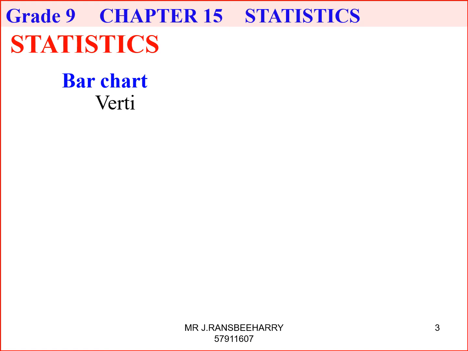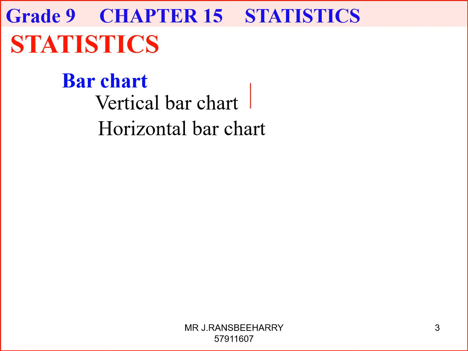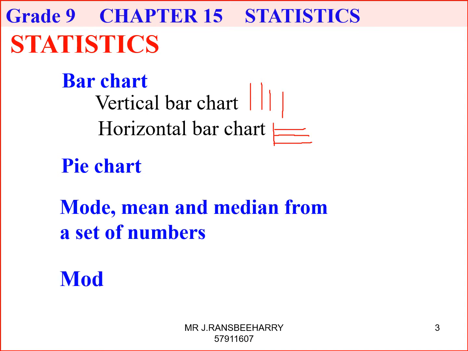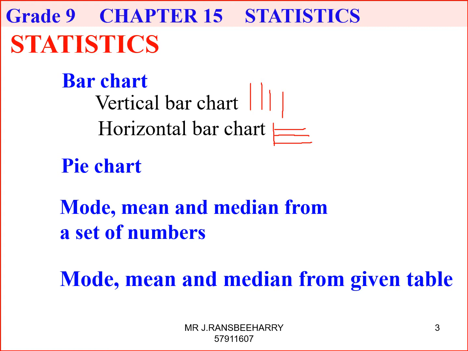So statistics, firstly, bar chart. We have vertical bar charts and horizontal bar charts. In a vertical bar chart, the bars are going to be vertical or standing. In a horizontal bar chart, the bars are going to be parallel to the horizon. So these are horizontal. Then pie chart, mode, mean, median from a set of numbers, mode, mean, median from a table, and then tally mark.